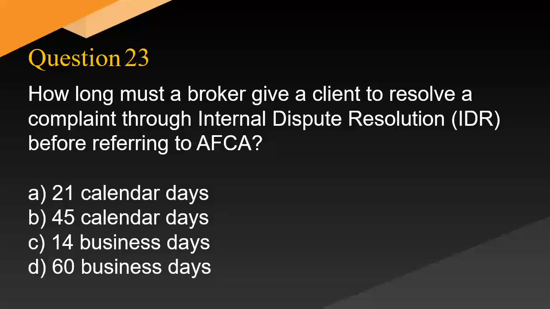How long must a broker give a client to resolve a complaint through internal dispute resolution before referring to CAT? A. 21 calendar days. B. 45 calendar days. C. 14 business days. D. 60 business days.